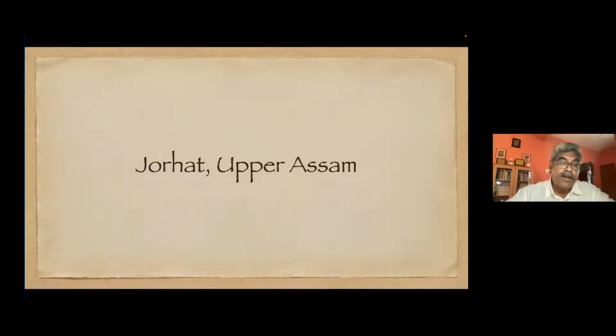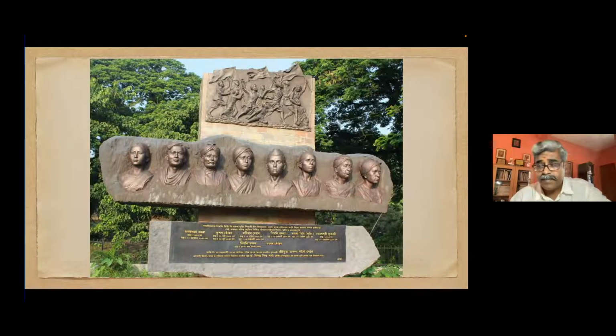Moving further, now we come to Jorhat. Jorhat is one of the important points in the central region of Assam, which worked as the capital of the Ahom dynasty after they moved from Sibsagar, and it is also home for one of the first resistances which were offered to the British.